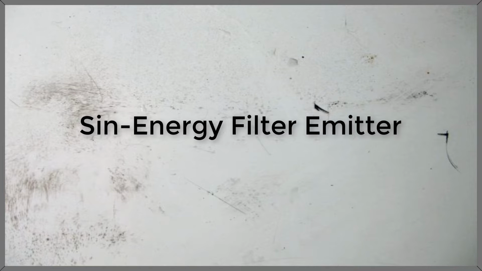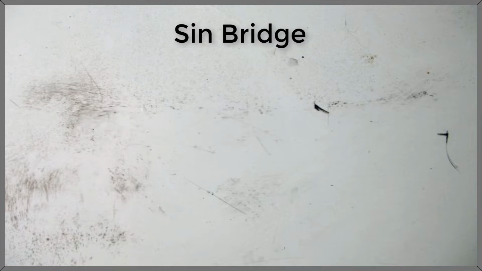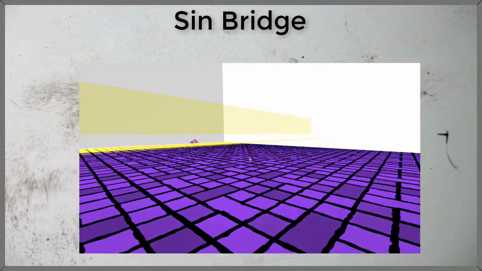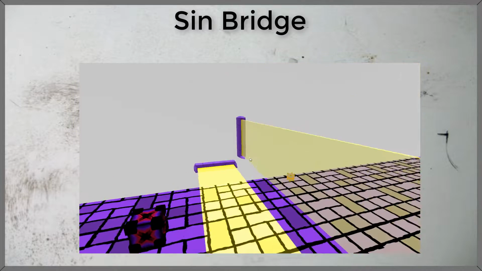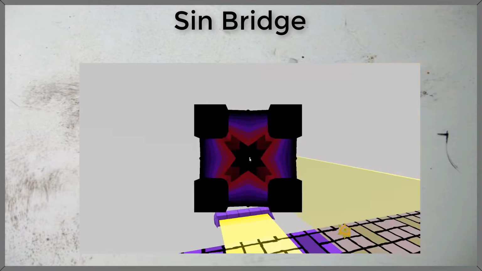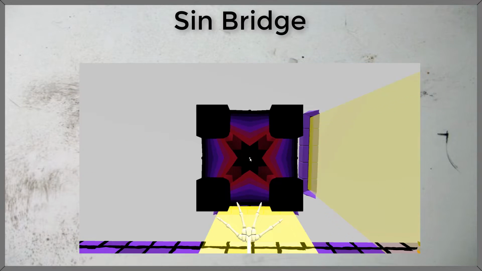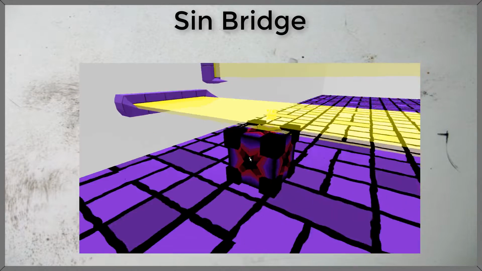A different type of potential platform is the Sin Energy Filter Emitter, or Sin Bridge. When powered, this object emits a flat wave of Sin energy specifically tuned to let other objects pass through it but block the player. In this state, it makes for a nice semi-solid platform or a wall to block the player but allow other objects to phase through.